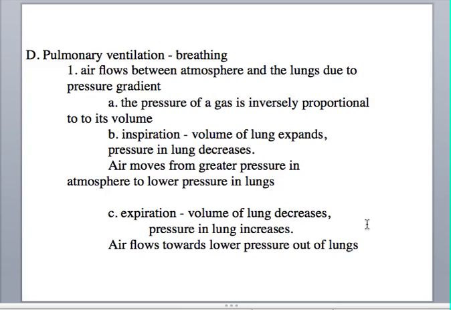Expiration is what happens when the volume of your lung decreases, the volume gets smaller, and the pressure in your lung increases. Air is going to go from greater to lesser pressure, and the pressure is greater in the lungs and lesser in the outside air, so air will move out of your lungs into the air around you.